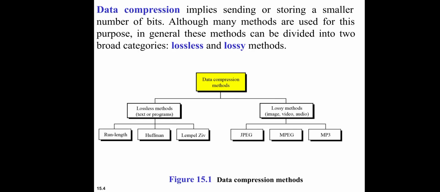So first, what is data compression? Storing information in a smaller size, we can have lossless and lossy methods. So data will be compressed into smaller data. Lossy methods are classified as image, video, audio, that is JPEG, MPEG, MP3 audio, like that. Lossless methods are for text. So we are going to use run length coding, Huffman coding, and Lempel-Ziv coding.